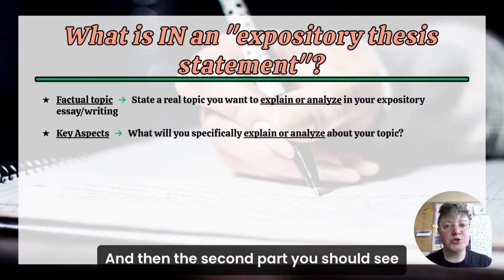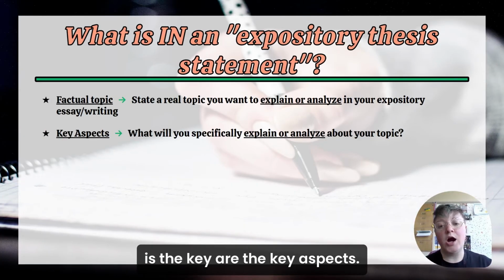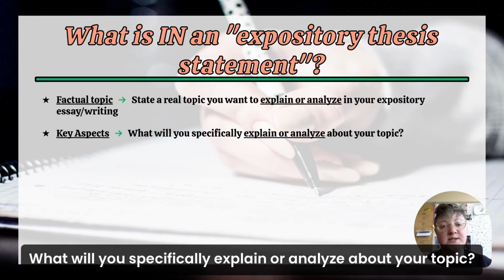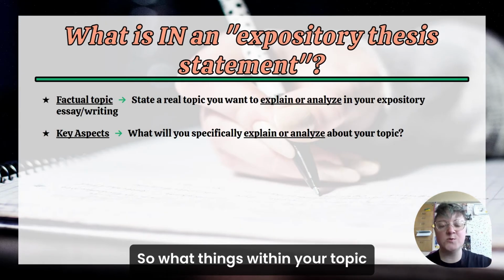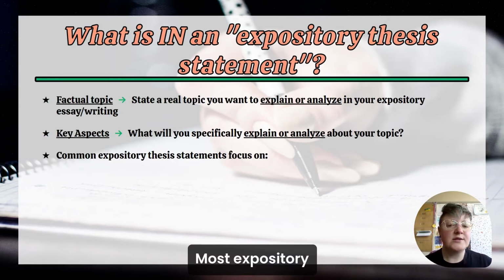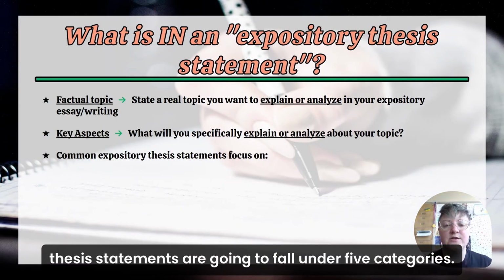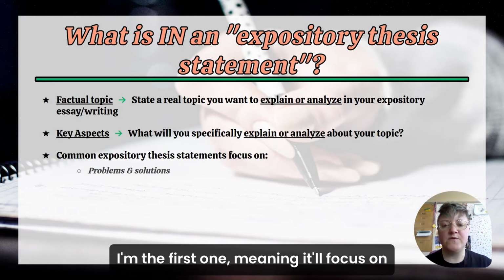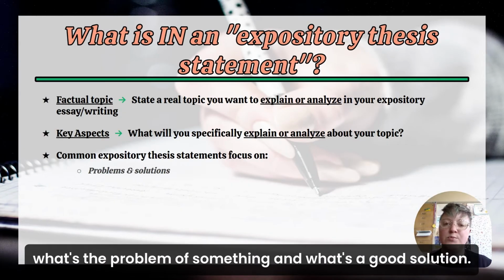And then the second part you should see is the key aspects. What will you specifically explain or analyze about your topic? So what things within your topic do you want to really talk about the most? Most expository thesis statements are going to fall under 5 categories. The first one meaning it'll focus on what's the problem of something and what's a good solution.